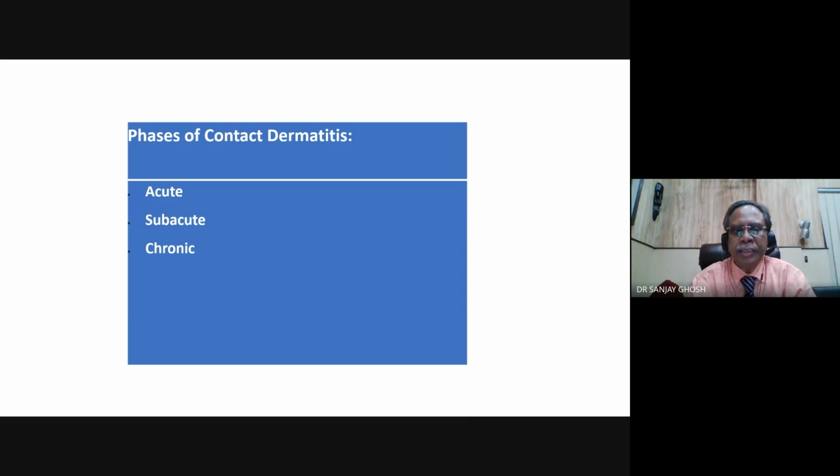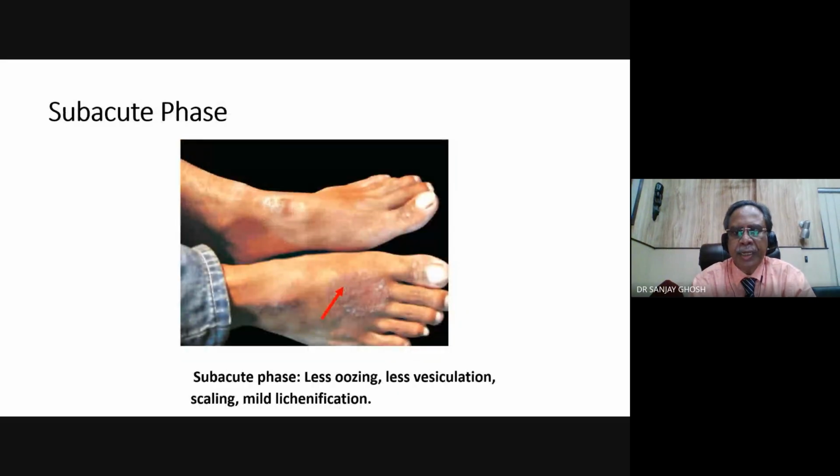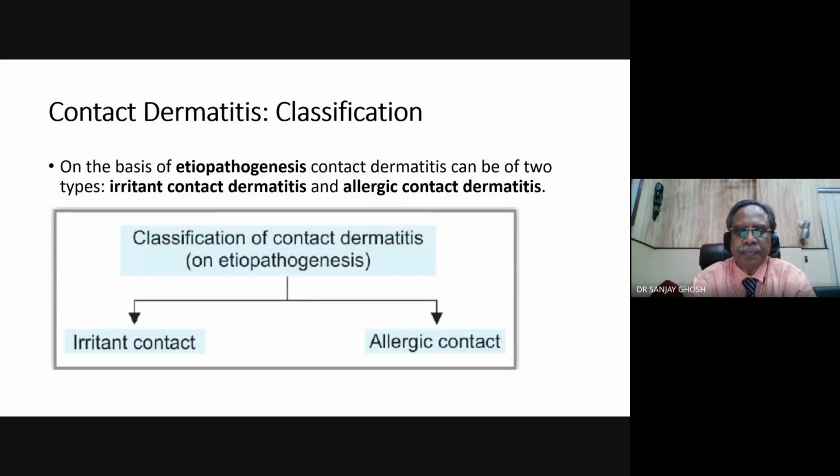Like all other eczemas, there are three phases, as you know: acute, subacute, and chronic. The acute phase is oozing. I call it the crying of the skin. Subacute is less vesiculation, less scaling, so here it is half crying. Then in the lichenified chronic phase, there is hyperkeratosis, no vesiculation. So almost the crying has stopped, but it is continuing. This is the chronic phase.